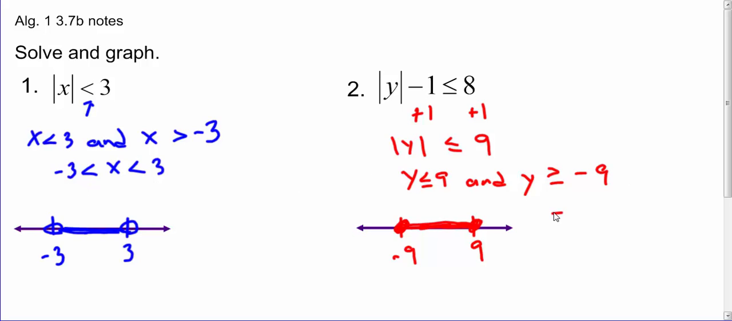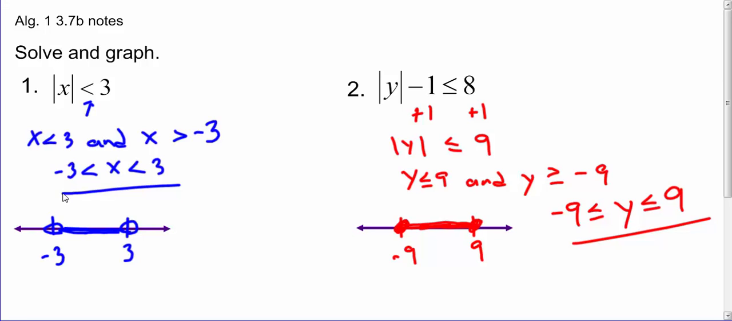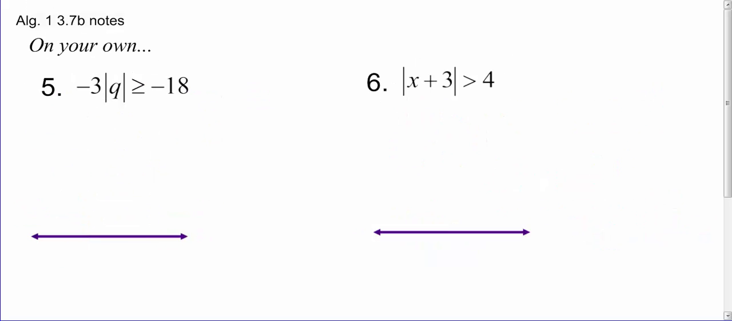So I'm going to go ahead and rewrite this and do negative 9 less than or equal to y. That's this written backwards. And y is less than or equal to 9. So you can write your answer just like that. Okay, that's a great way to write the answer. It's more concise. It makes it, I think, a little bit simpler when you look at the graph. It makes sense.